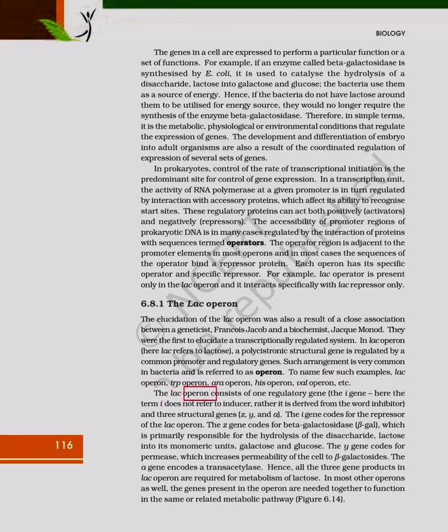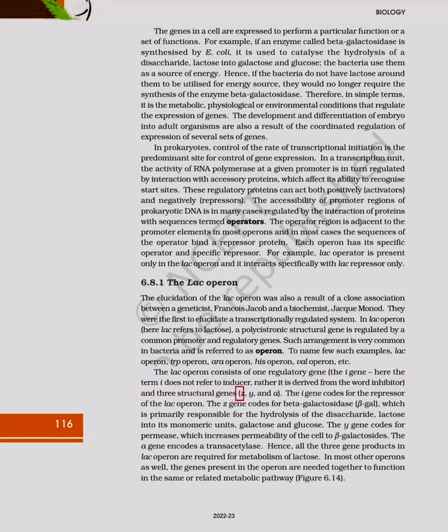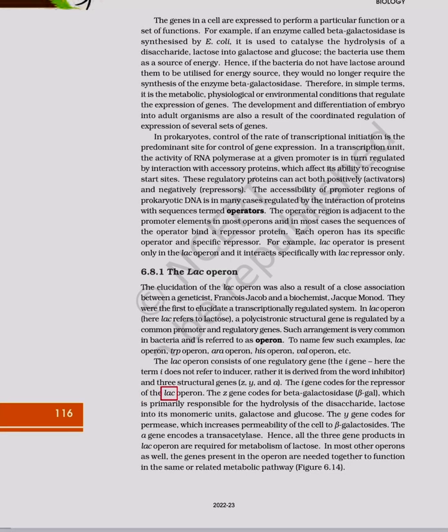The lac operon consists of one regulatory gene, the i gene. Here the term i does not refer to inducer, rather it is derived from the word inhibitor, and three structural genes z, y, and a. The i gene codes for the repressor of the lac operon.